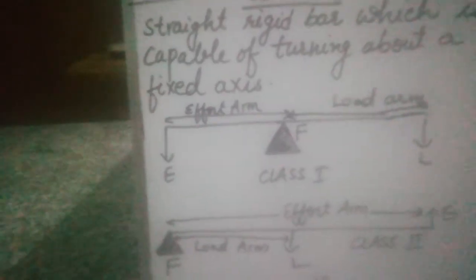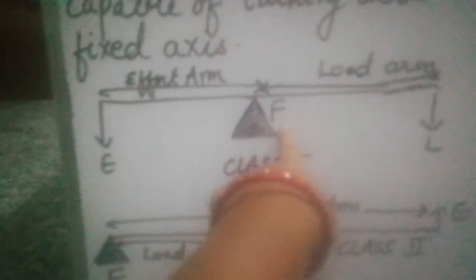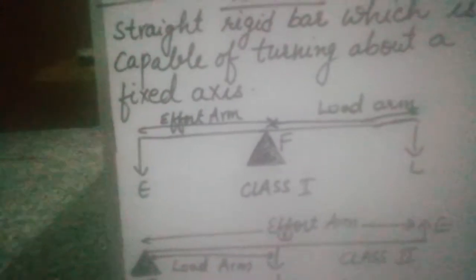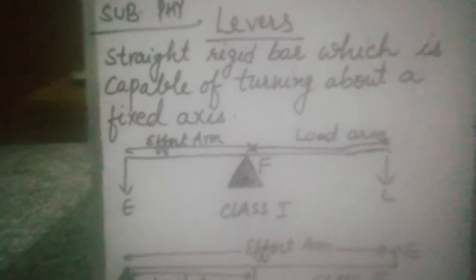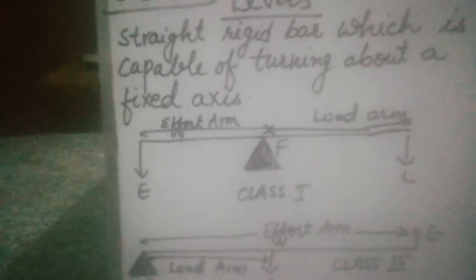The fulcrum is generally marked by the letter F. This point does not move but remains fixed when the lever is in use. The fulcrum does not move from its position.